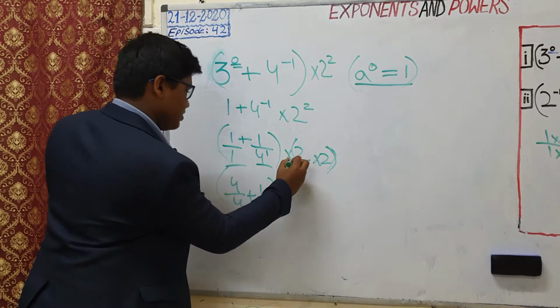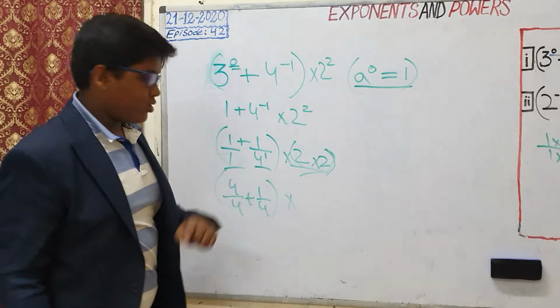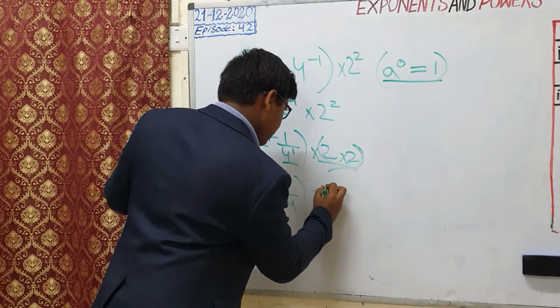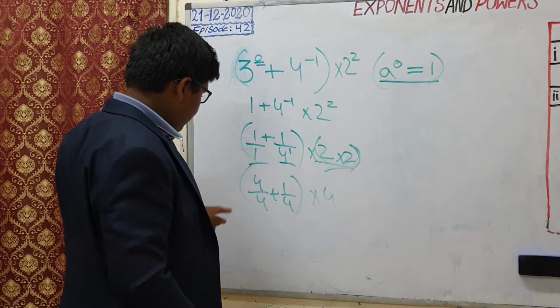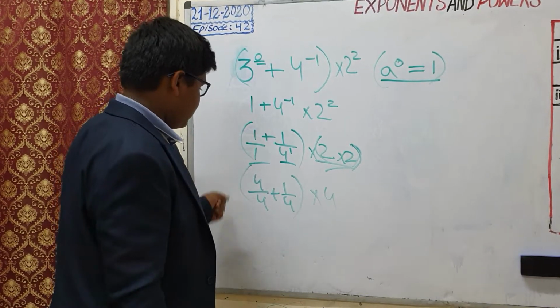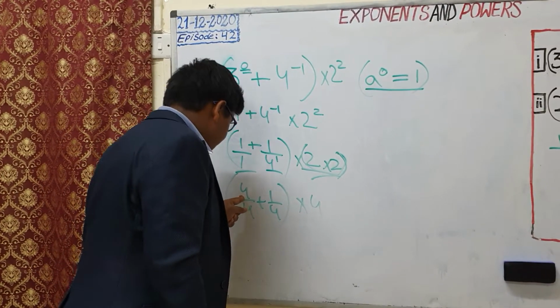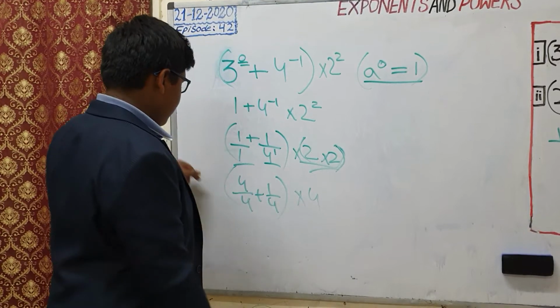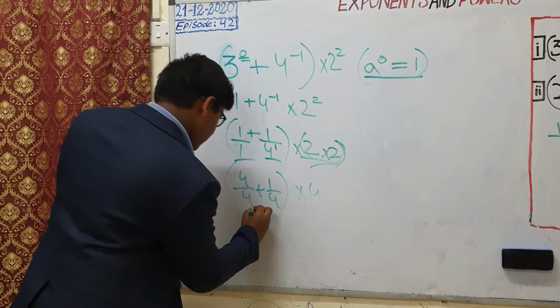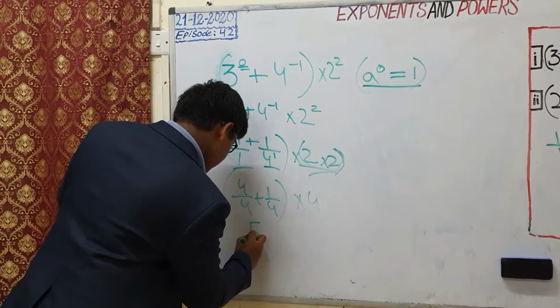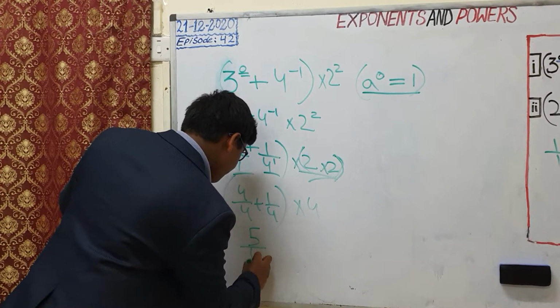And when we write this, we have already multiplied, so 2 into 2 equals 4. Now let's add them. First 4 plus 1 is 5. So this will be 5 by 4.